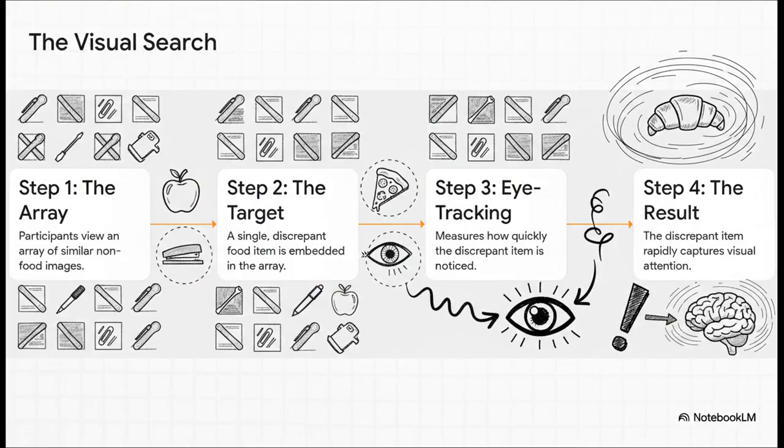And the experiment itself? So simple, it's brilliant. They showed people a bunch of similar pictures, like tools, but had one picture of food in there. Using eye tracking, they measured how fast people found the food. The result? Bam, their eyes went right to it almost instantly. It's a perfect demonstration of that attentional bias. Our brains are just built to find the thing that's different.